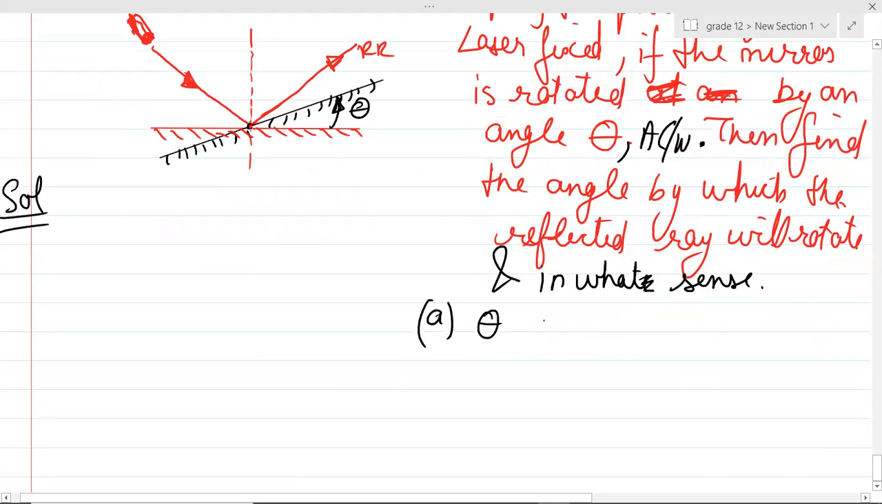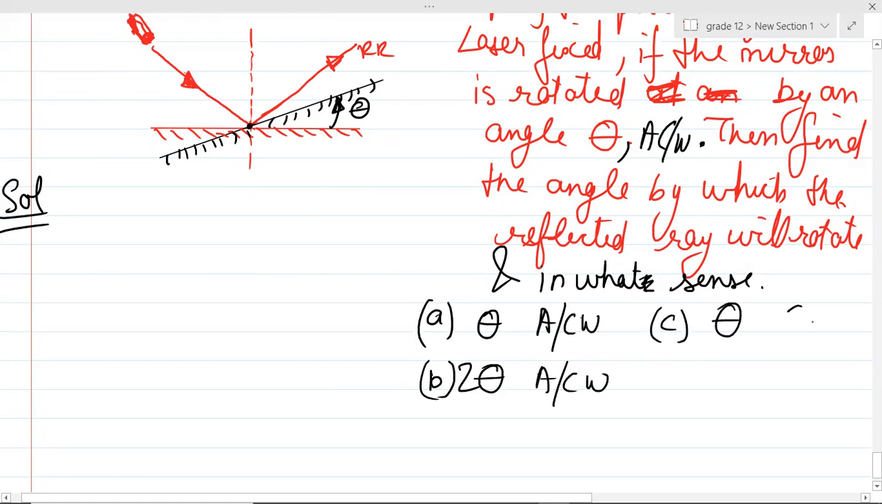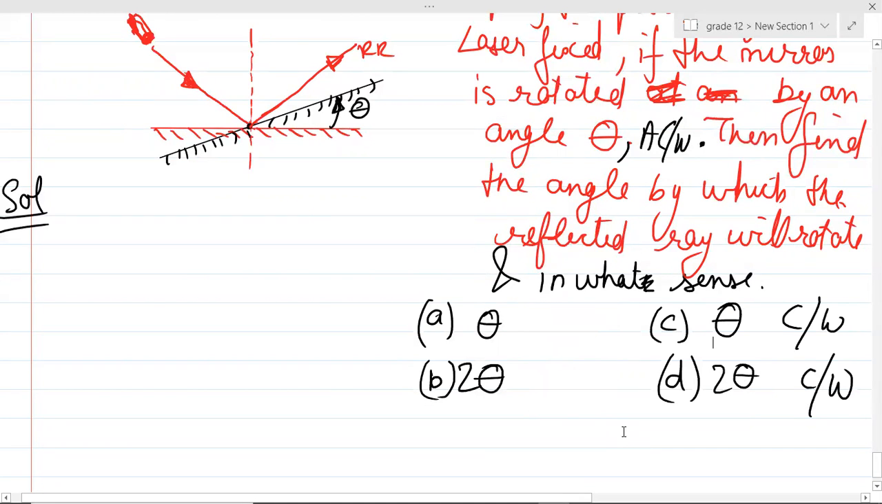The options are: theta anti-clockwise, 2 theta anti-clockwise, theta clockwise, and 2 theta clockwise. Out of these four options, there is one correct answer. Please start doing it and tell me what is the answer.